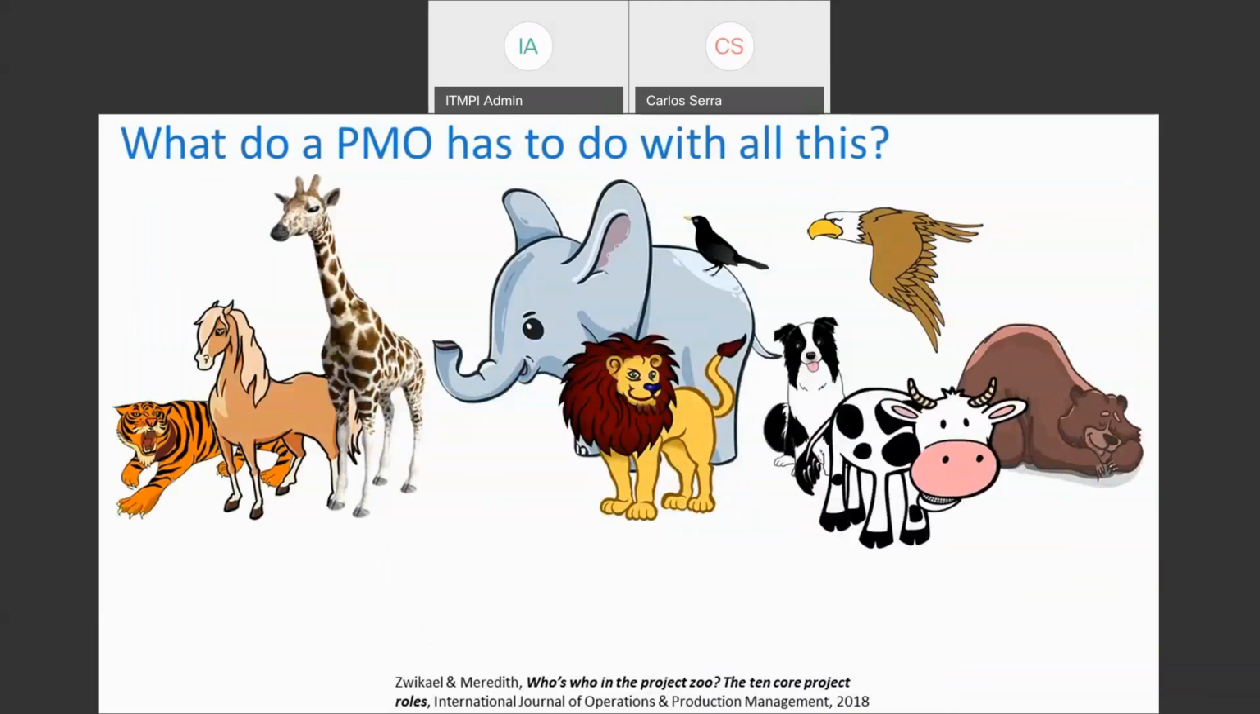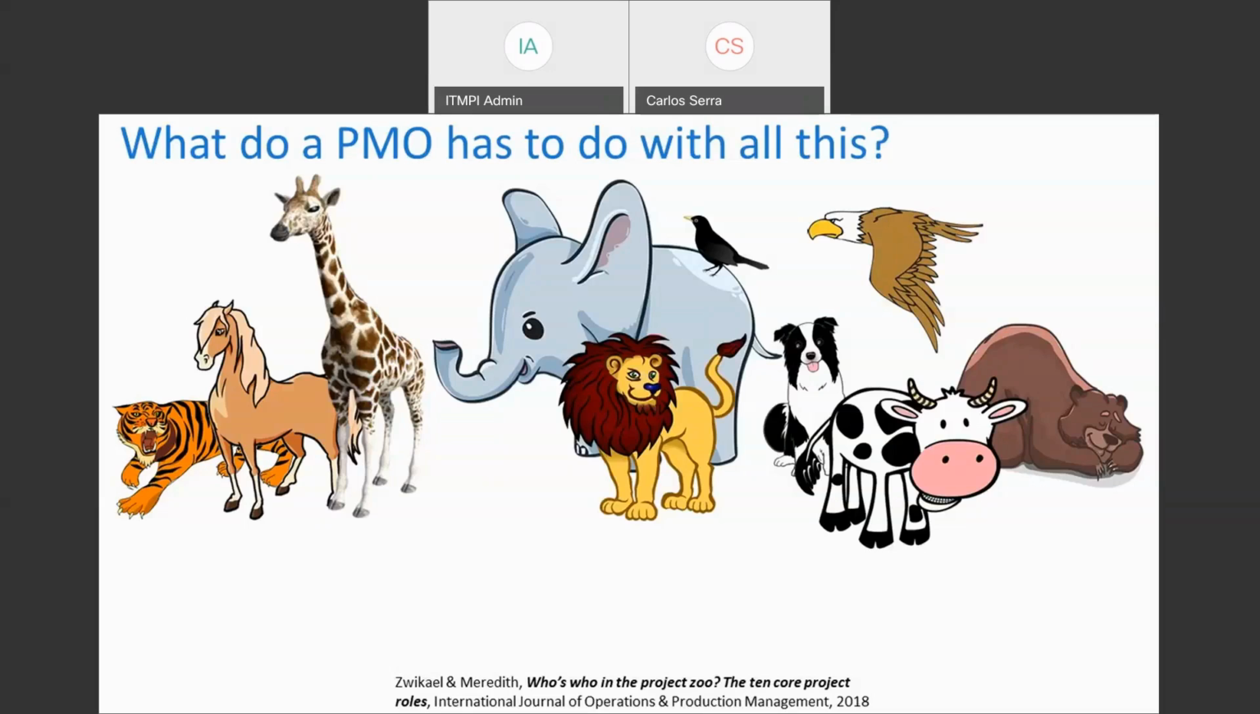I would start by comparing an organization with a zoo, which is the comparison made by Ofer Zwikael and Jack Meredith in the article Who is Who in the Project Zoo. In a zoo, we can find several different animals like bears, tigers, elephants, eagles, horses, and others. I would probably want to be a lion, who is the king of the forest, or maybe an eagle that sees everything from above. So which animal would you want to be?